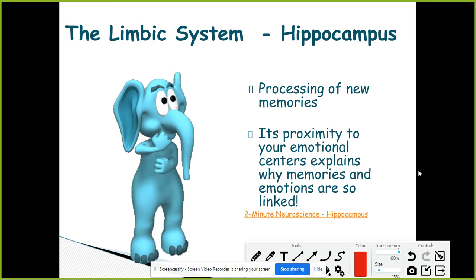There was a patient named HM, Henry Meliason, that was having seizures. They isolated where the seizures were, and they went in and destroyed the two areas that were producing the seizures, the hippocampi. And I forgot to say this earlier, but of all these structures, we have two of them. We have one in each hemisphere of the brain, because we have a right and a left hemisphere.